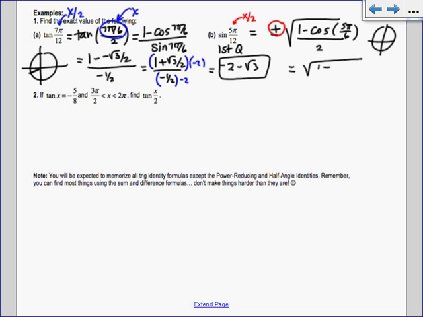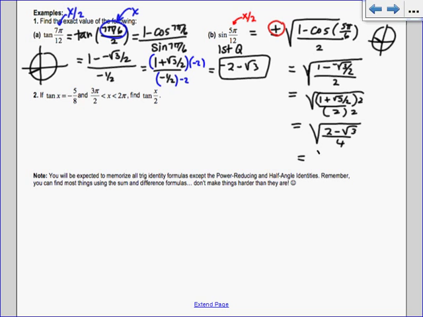When we think about 5 pi over 6, it's right here. So it's negative root 3 over 2 all over 2. So I get the square root of 1 plus root 3 over 2 all over 2. I'm going to multiply by 2 on the top and bottom. So I get 2 minus root 3 all over 4, and I take that square root into the top and the bottom, so I get the square root of 2 minus root 3 all over 2. That's how I would write my answer.